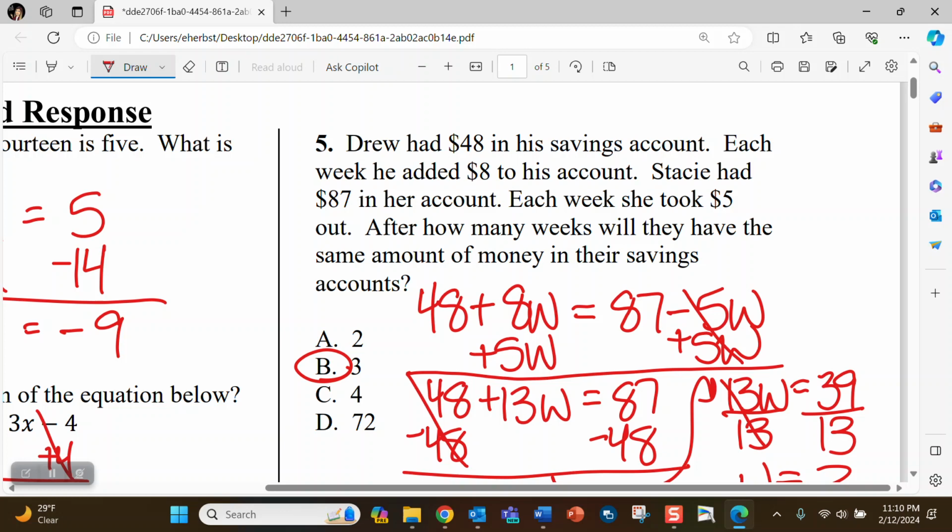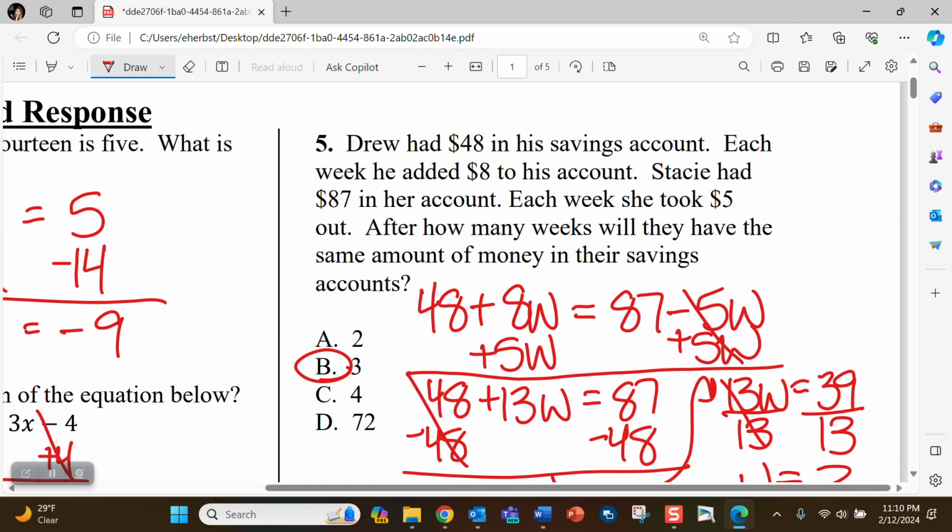Number five, I set up an equation. So we have two situations here. We have Drew and Stacy. Drew starts with $48 in his account and adds $8 every week. Stacy starts with more money, $87 in her account, but she takes out $5 every week. And it wants to know how many weeks until they'll have the same amount of money in their savings.